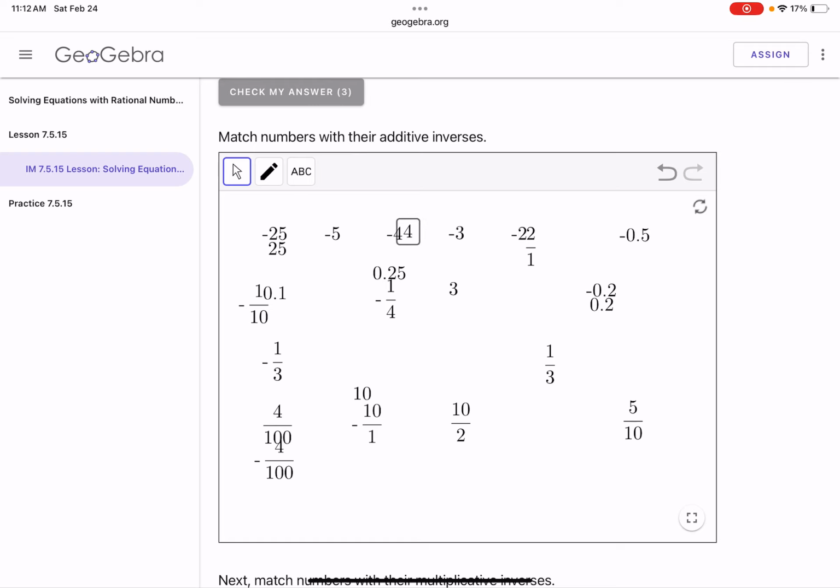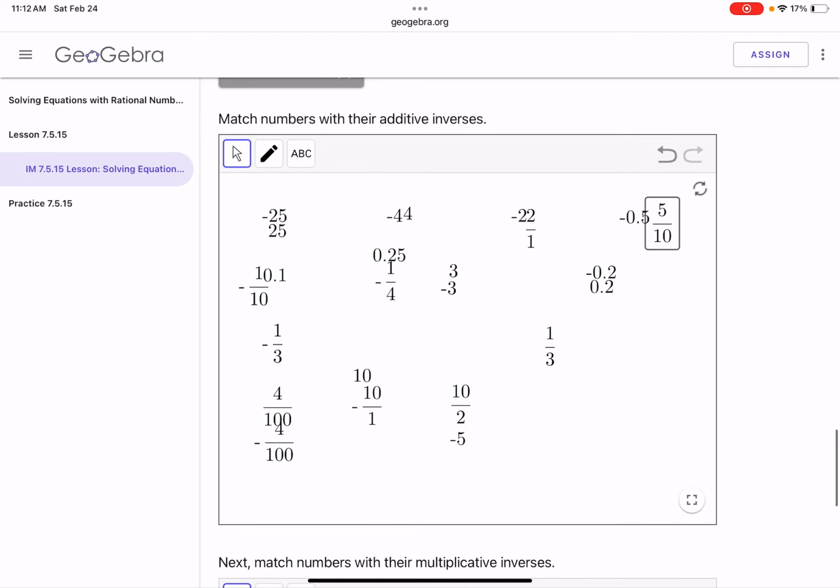4 and a negative 4 makes 0. 3 and a negative 3 makes 0. Negative 5 and a positive 5. I don't see positive 5, but I do know that 10 over 2 makes 5, so those go together. Negative 0.5, hopefully you recognize, is the same as a half, and 5/10 is a half, and those are actually 5/10 and 5/10, and so forth.